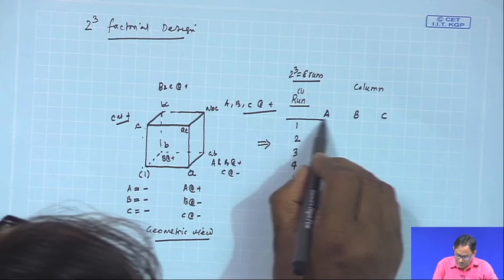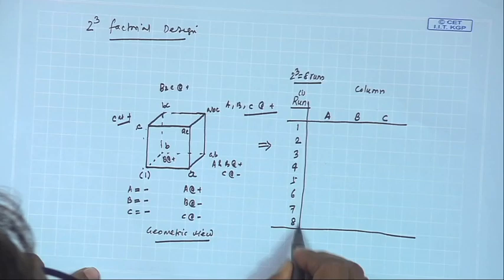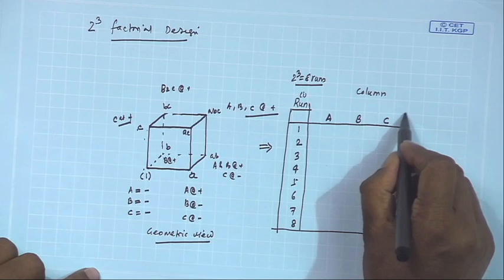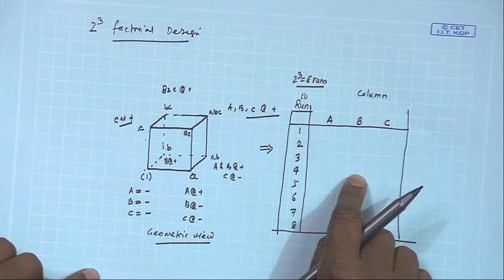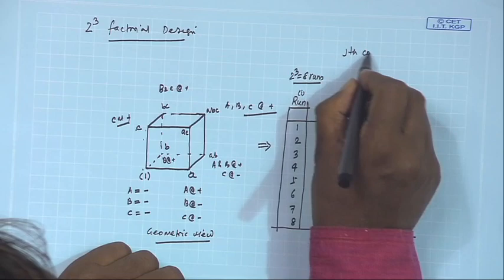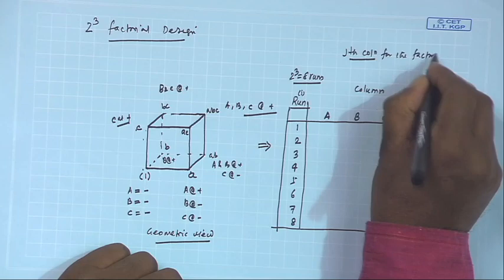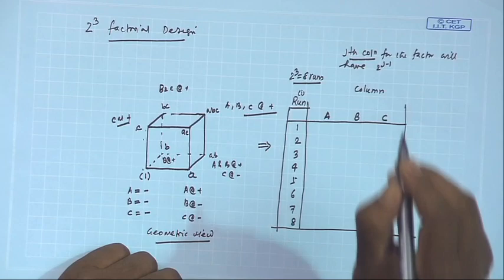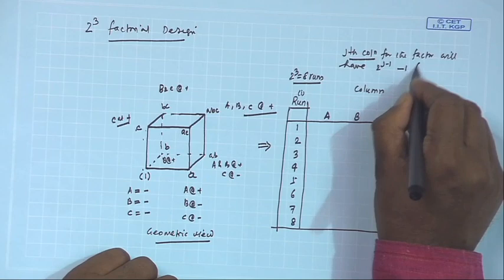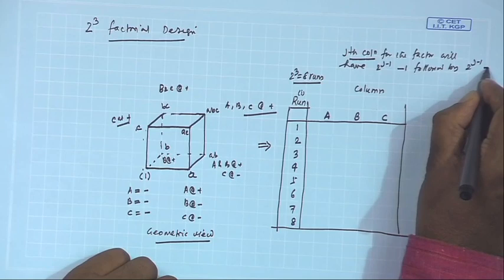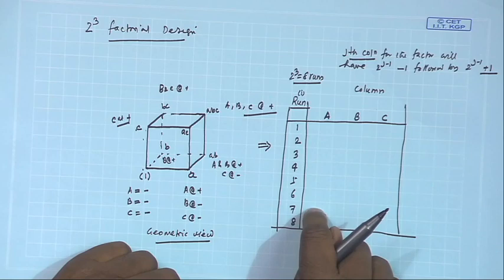So, we want to put against each of the runs the plus and minus signs. For this we will use a formula. The jth column, starting from A, B, C for the factors, will have 2 to the power j minus 1 minus signs, followed by 2 to the power j minus 1 plus signs. So, we start with 2 to the power j minus 1, and then this plus minus will be there.